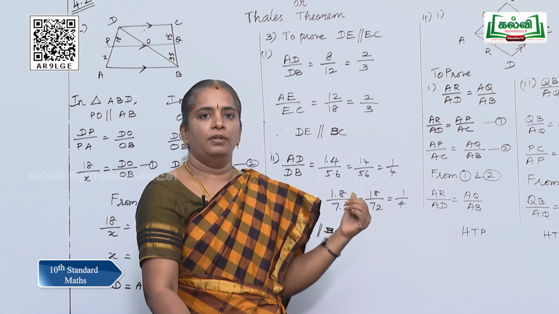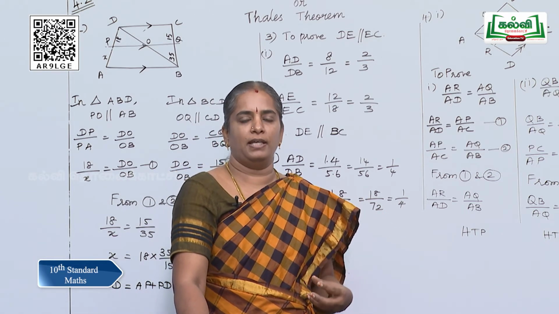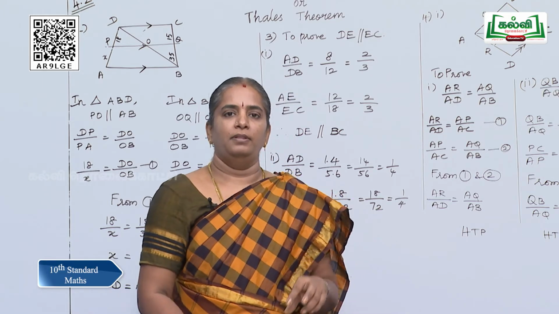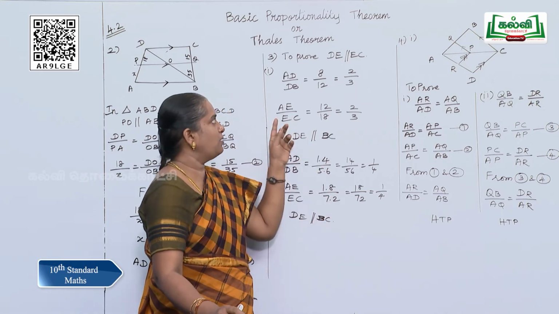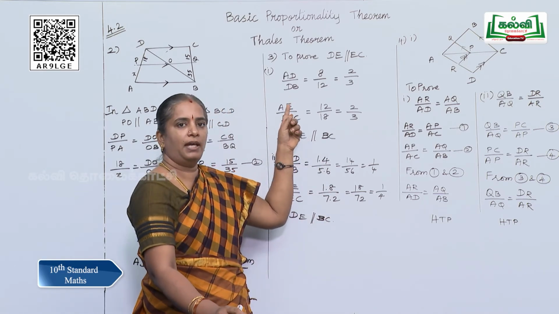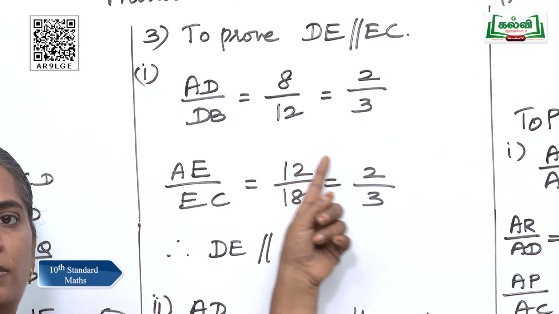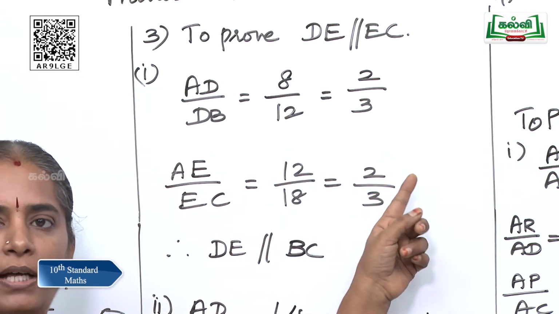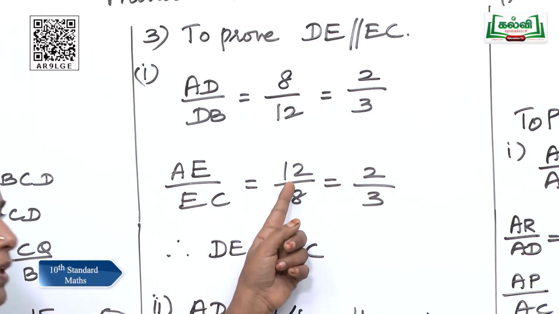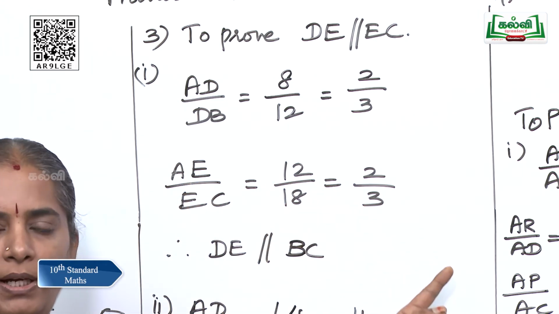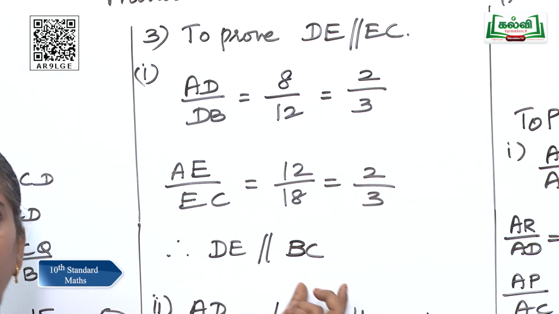In this sum, we have to prove that DE is parallel to BC. For that, we are going to apply Thales theorem. For verifying whether the sides are parallel, we have to check whether the ratios are equal. The first ratio is AD/DB. Since AD is given as 8 centimeters and DB is 12, we divide and get the ratio simplified as 2/3, and AE/EC is 12/18. Dividing, we get 2/3. Since the ratios are equal, we can say that DE is parallel to BC.